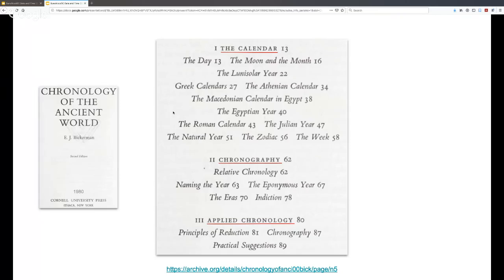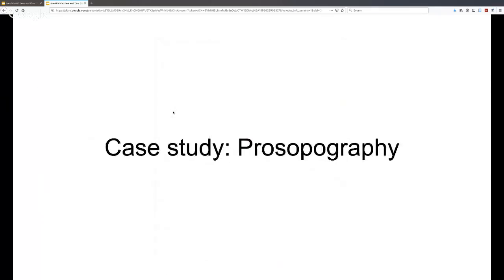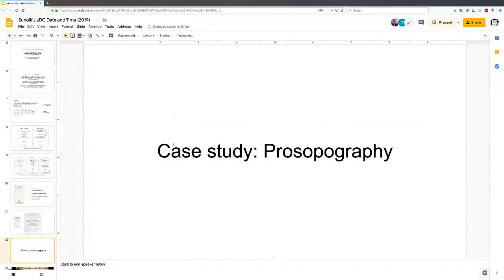Of course, we have the year. And here we have an interesting thing in this second part about chronography, concerning the eponymous year and so on. And then applied chronology, where we really have principles and practices and instructions on how to convert ancient systems into modern systems. But I think that now we can see concrete examples of how we can deal with ancient dates in a digital environment. And so I think that Gabriel Bodard can go on talking about prosopography, the first case study.